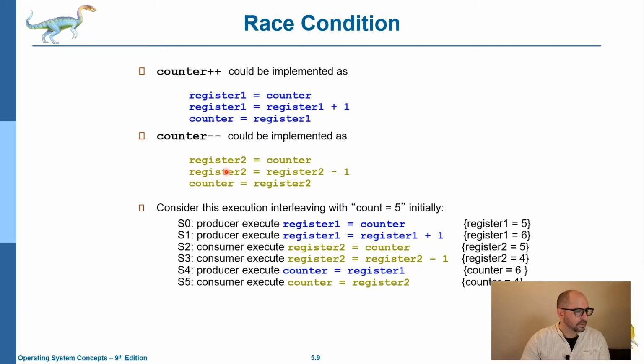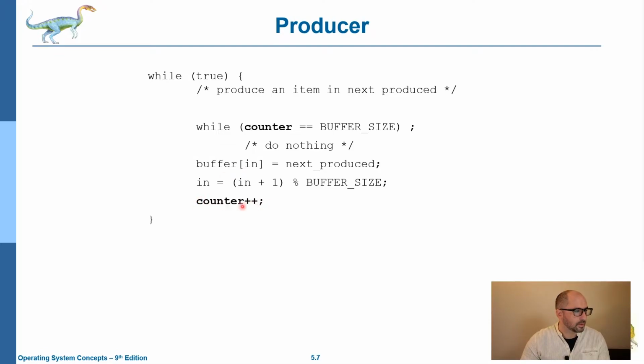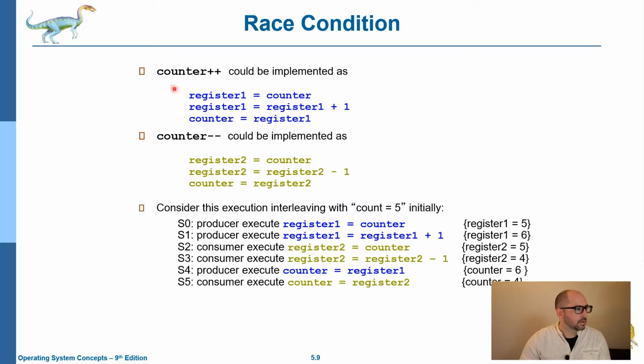So the problem is that counter in the consumer may be updated at the same time that the producer is updating it. And that can lead to an incorrect value in counter as a result. So if counter++ is implemented as a 3-step process of copying the value from memory to a register, incrementing the value in the register, and then placing the register back in memory, counter-- would be implemented similarly with a decrement rather than an increment.